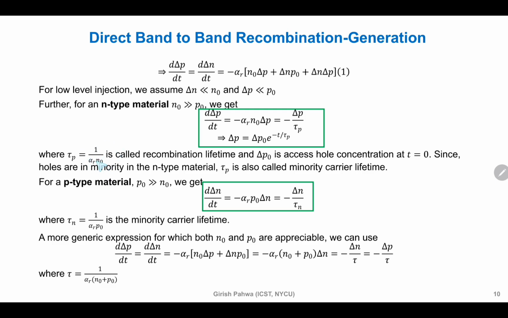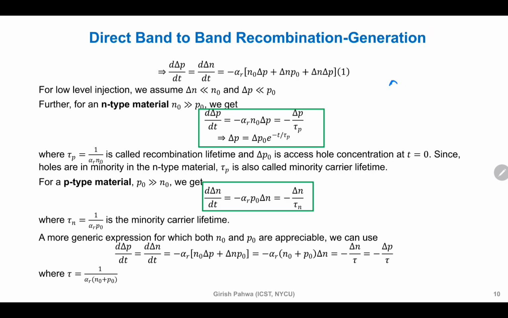If I have holes and I increase this n naught to very high, say 10 to the power 20 per centimeter cube, tau will become very small. This will die very quickly. Exponential of minus t by tau is small, since it is the exponential of a large negative number, it will die very quickly.